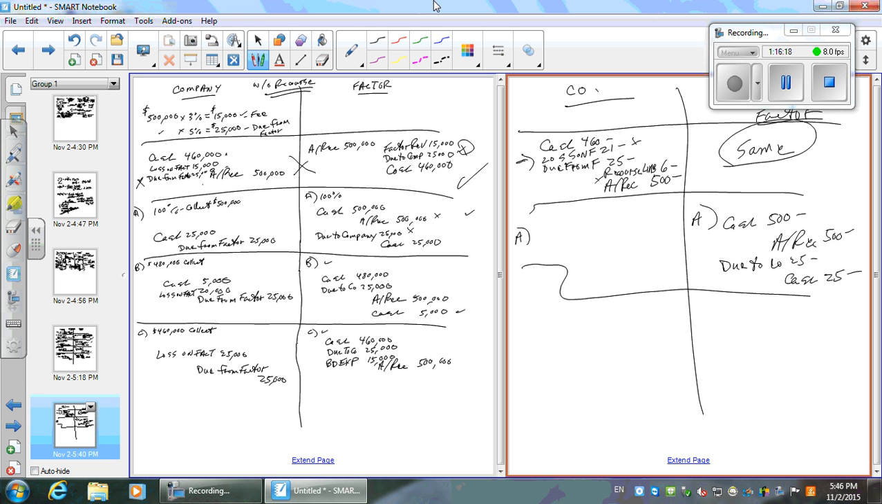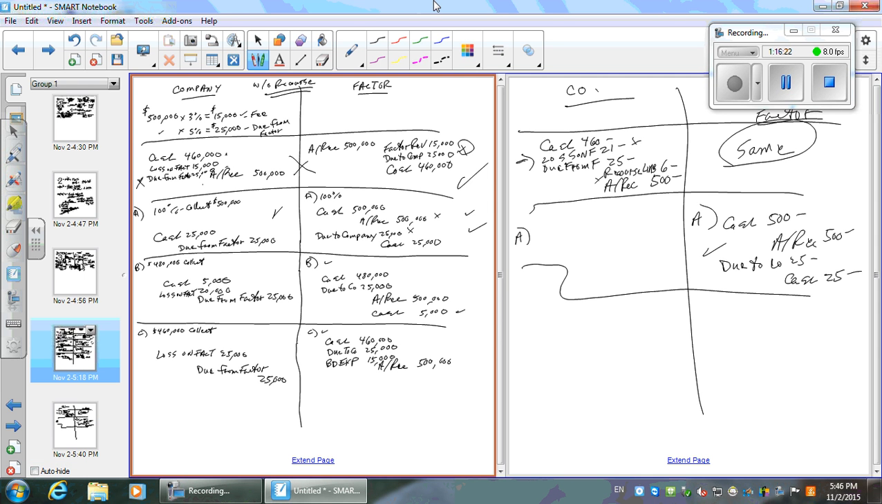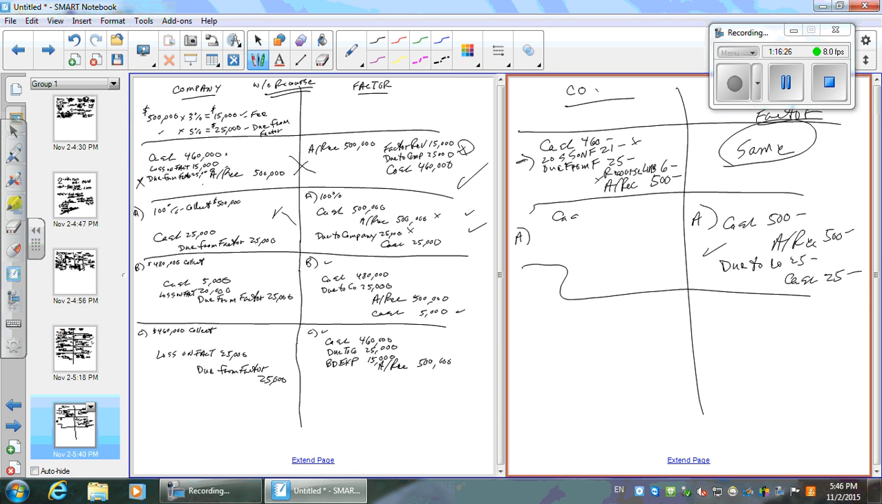But what's going to happen for this one? Exactly the same. What's going to change over here? I'm still going to get cash at 25. I'm going to still have due from factor for 25. Don't stop. What else do I have in my books? Recourse liability. Excellent. I've got to get rid of the recourse liability. So I would debit recourse liability. I got lucky, right? I collected more.